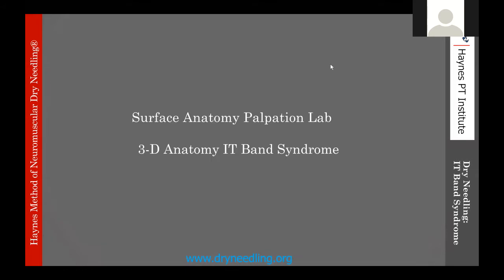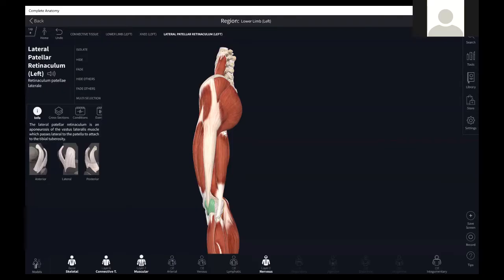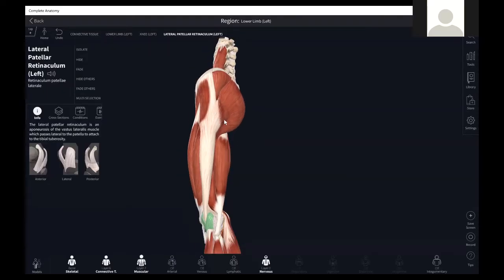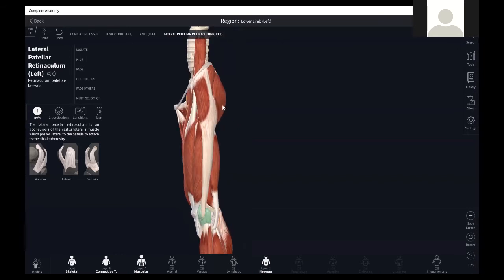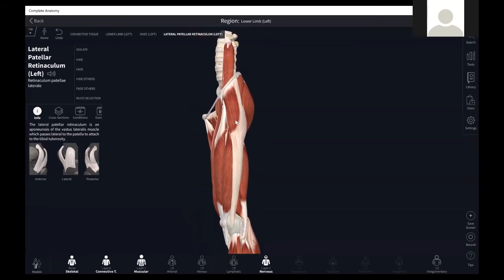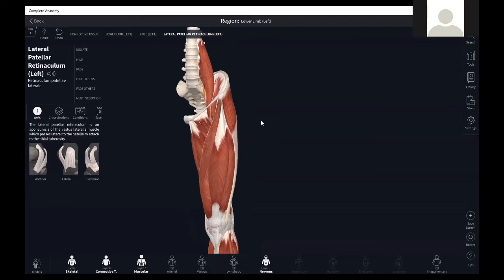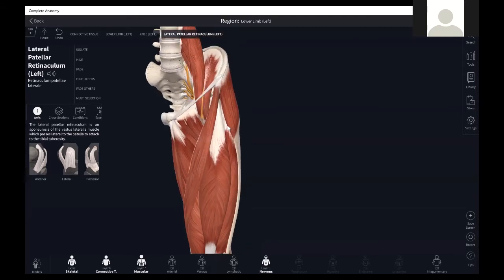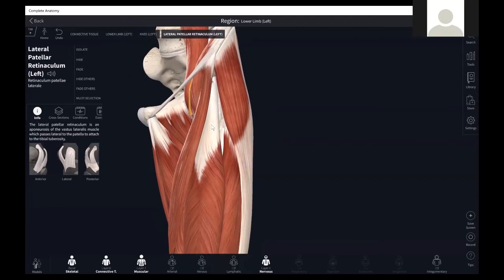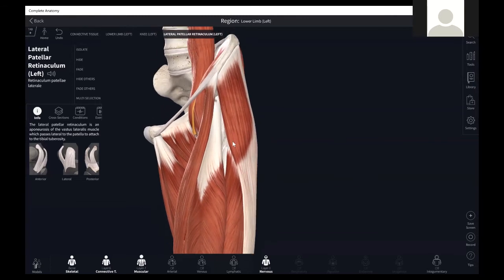So let's take a quick look at some anatomy of what we're dealing with here. I'm going to share my screen. All of the 3D anatomy that I use is with permission of Complete Anatomy. There are a lot of different programs out there. This is the one that I use. I've used a lot of different ones, but I really like the context and the content of Complete Anatomy.